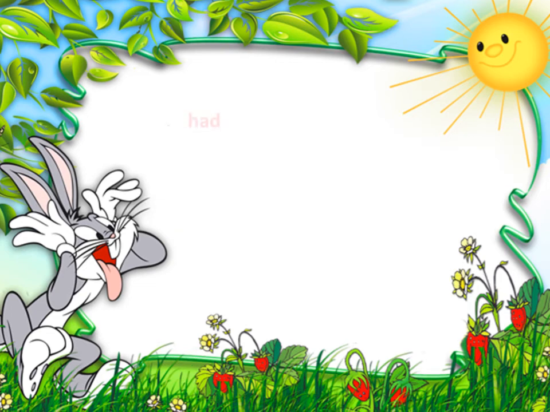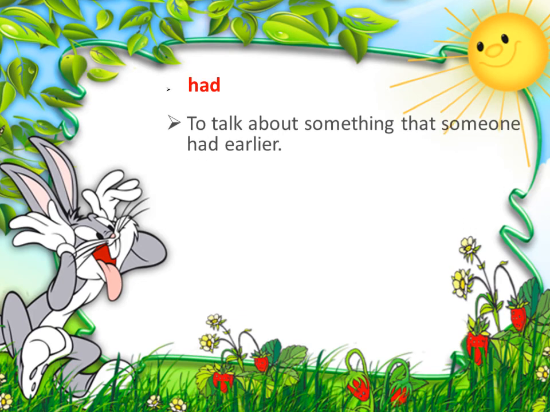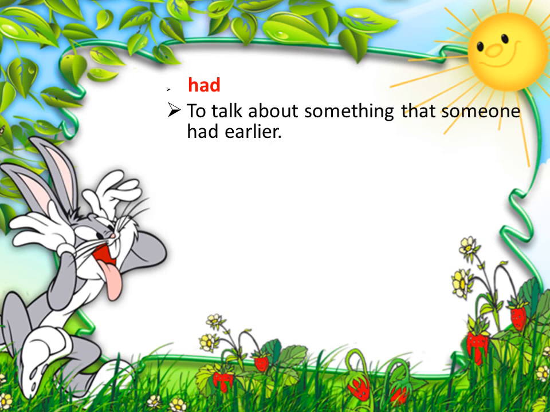Next one, had. Had is also used to show the past activities, like to talk about something that someone had earlier. मेरे पास कोई भी चीज़ पास्ट में थी, अब नहीं है. ठीक है, मेरे पास कोई चीज़ पास्ट में थी. Like he had a pet. ठीक है, तो यहाँ पर he had a pet, उसके पास एक पेट था. ठीक है, I had a car, मेरे पास एक कार थी. She had a coin, उसके पास एक कॉइन था. They had a bike, उनके पास एक बाइक थी.